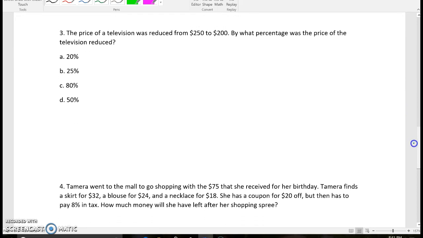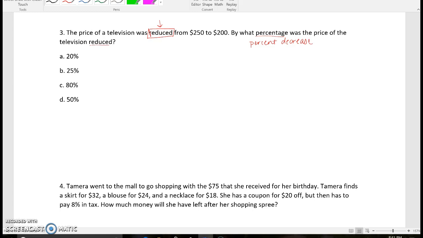Okay, moving right along to number 3. It says the price of a television was reduced from $250 to $200. By what percentage was the price of the television reduced? So the price of the TV was reduced. So reduced means what? It means it went down. By what percentage was the television reduced? So basically this is asking for the percent decrease, right?